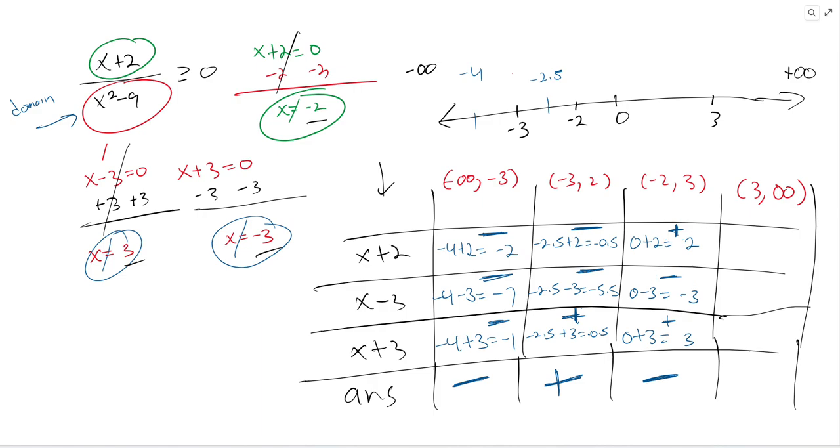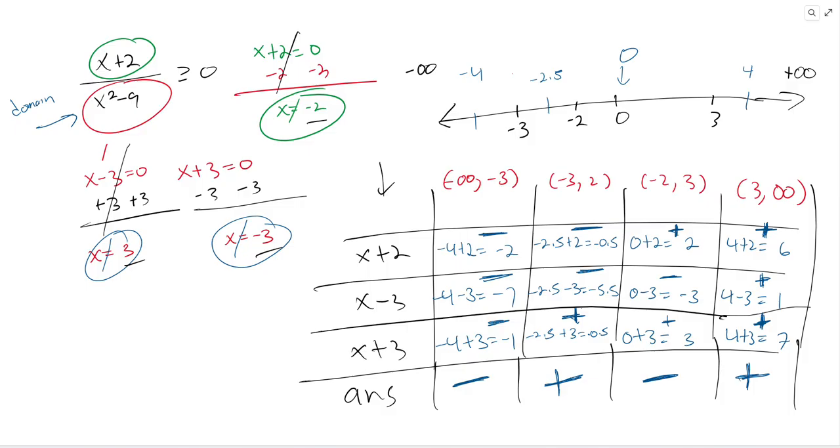All right, we have one more. For this one, we have 3 to positive infinity. Let's just use 4. Okay. So if we use 4, here we have 4 plus 2, which is equal to 6. That's positive. Here we have 4 minus 3, which is equal to 1. That's positive. And here we have 4 plus 3, which equals 7. That's positive. When we multiply all that, positive times positive times positive, you're going to get positive.